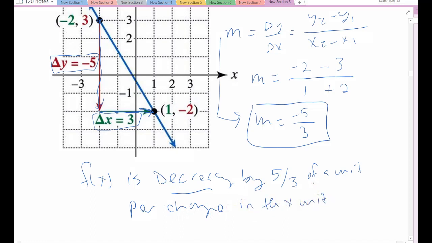Whatever that would be. Alright, so if the function was cost and x was items, my function is decreasing by 5/3 of a unit per change in my items. And if you can't read that, it's f of x is decreasing by 5/3. Well, you don't put negative here. This decreasing is the negative part, per unit change in my x unit.